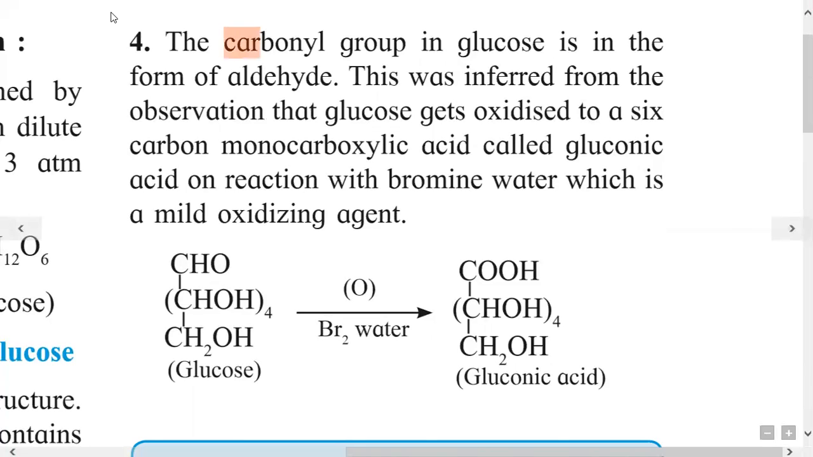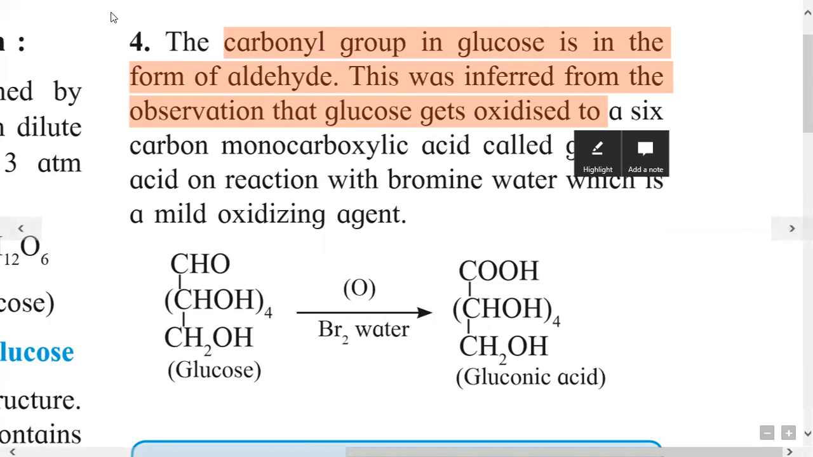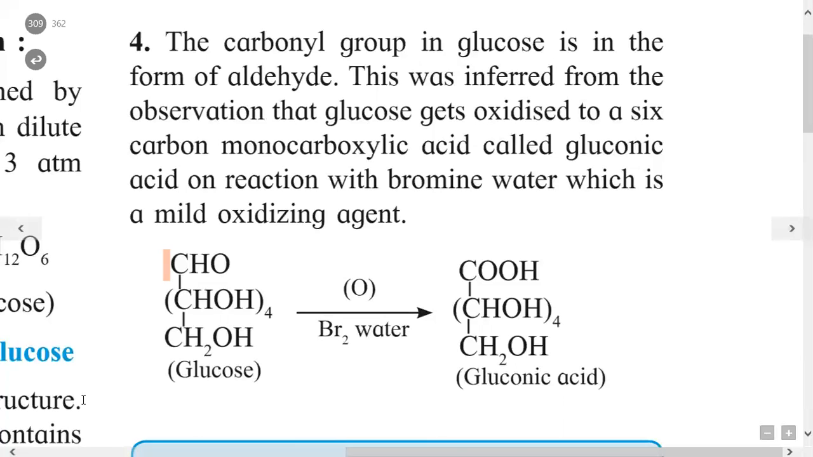The carbonyl group in glucose is in the form of an aldehyde, and this is confirmed on the basis of the oxidizing property of glucose. When glucose is oxidized with bromine water, it is converted into gluconic acid, meaning the CHO aldehyde functional group is converted into a carboxyl group.